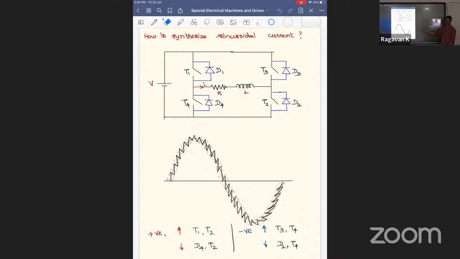Flux weakening I'm not explaining. If you want me to explain, I'll explain that also. I'll take 2 minutes for that. Okay.